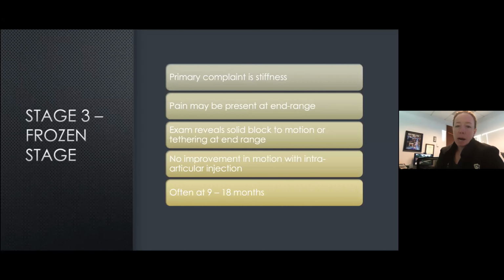Things like loose bodies and mechanical things in the shoulder are not that common. So if I see sort of a solid block with motion and it fits some of the other descriptions, I'm considering it more likely to be adhesive capsulitis. And if you inject them just with lidocaine at this point, you typically don't see much improvement in motion. Usually this is later stage in the 9 to 18 month time frame. And oftentimes we won't see a patient until this point.